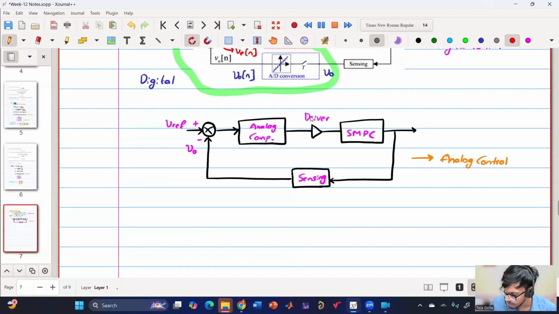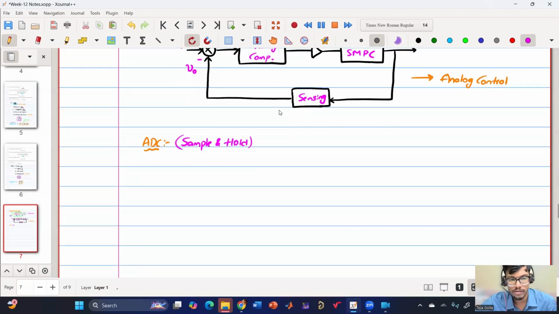So now, first is the analog to digital converter, ADC. Why do we need this? So we will digitize the V naught. So basically what we are doing is sample and hold. We are taking the sample and then we are holding that value, right? Sample and hold. So the question that will come is, at what rate can we sample, or at what rate should we sample?